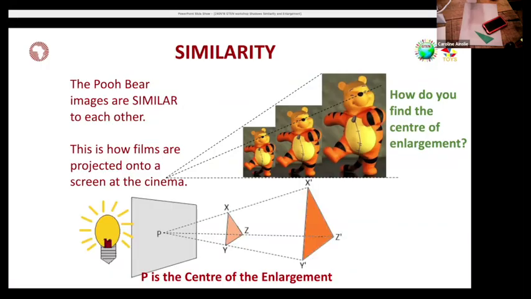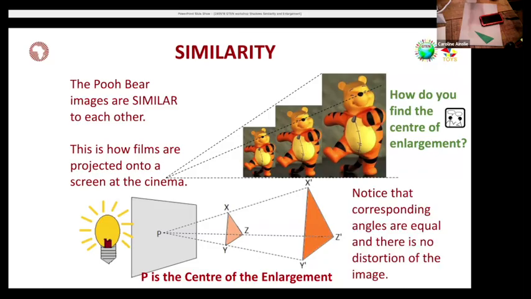If you're watching a movie that's been projected, the center of enlargement again is the source of the projection, which is like my camera light source. And the triangle I had would have been the green bit, the X, Y, Z in the middle, and the shadow would have been X dash, Y dash, and Z dash, with P being the center of enlargement and the source of the light. The important thing is that there is no distortion. The corresponding angles are equal. There is no distortion of the image, just like they are similar images. They are the same, but different sizes.